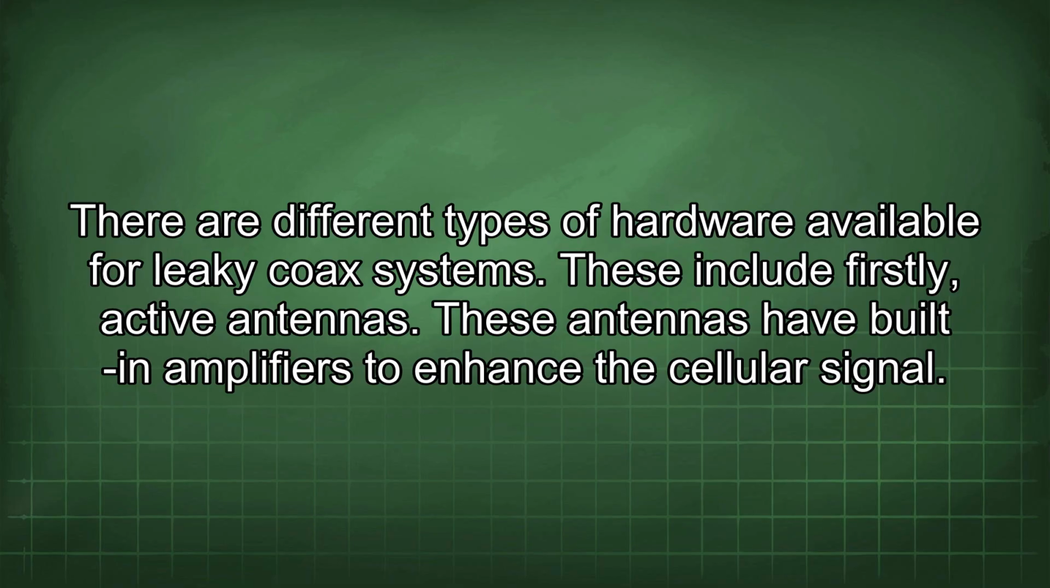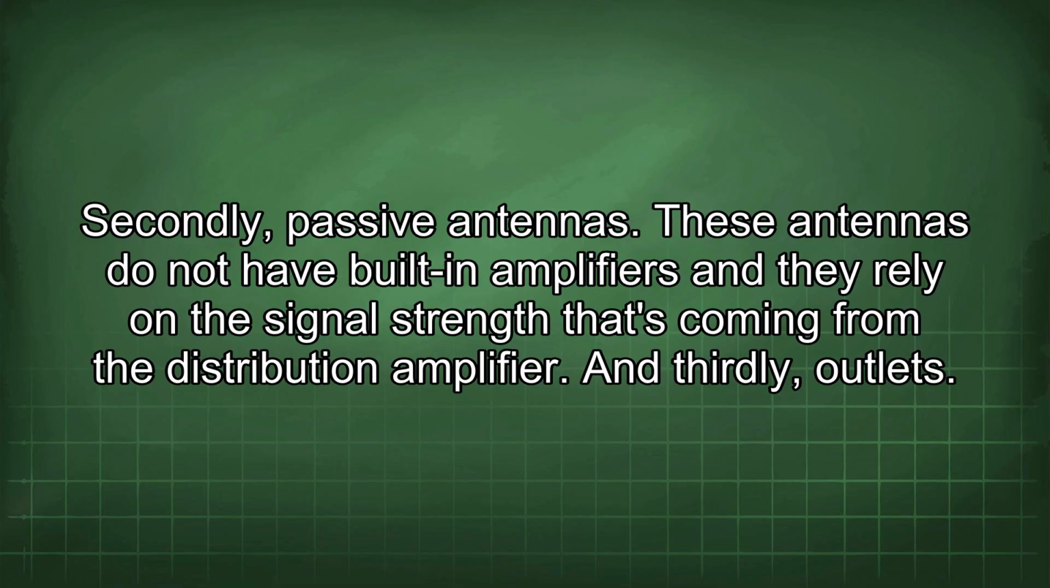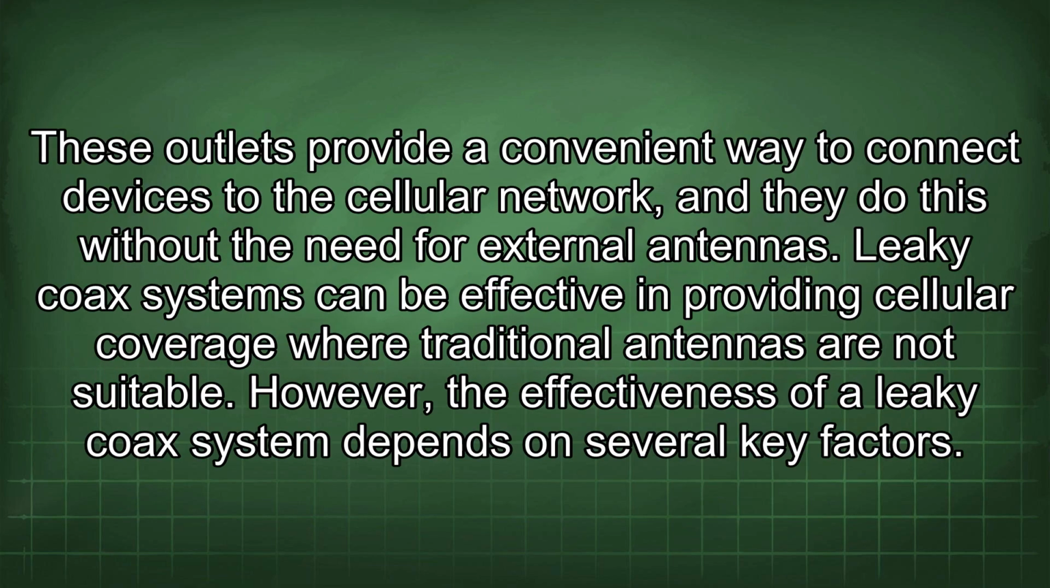There are different types of hardware available for leaky coax systems. These include, firstly, active antennas. These antennas have built-in amplifiers to enhance the cellular signal. Secondly, passive antennas. These antennas do not have built-in amplifiers and they rely on the signal strength that's coming from the distribution amplifier. And thirdly, outlets. These outlets provide a convenient way to connect devices to the cellular network, and they do this without the need for external antennas. Leaky coax systems can be effective in providing cellular coverage where traditional antennas are not suitable.